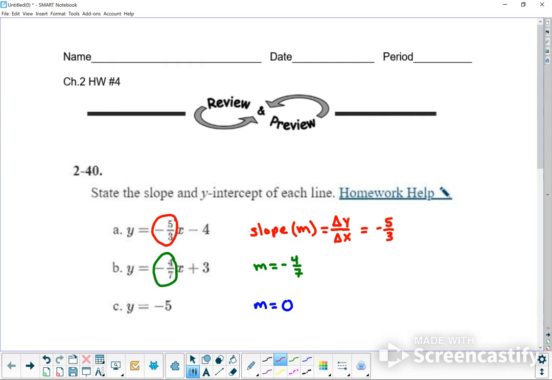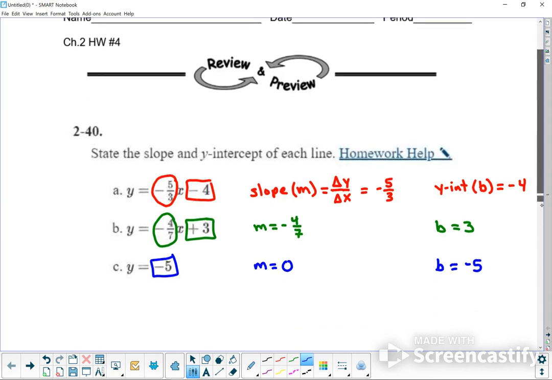Okay, the y-intercept, we're going to use the letter B for that. And that's just a constant, or the number that's by itself. So in this case, it's going to be negative 4. Going forward, the y-intercept, we're going to use the letter B. In this case, it's going to be positive 3, or just 3. On letter C, it's a number by itself. It's going to be negative 5.